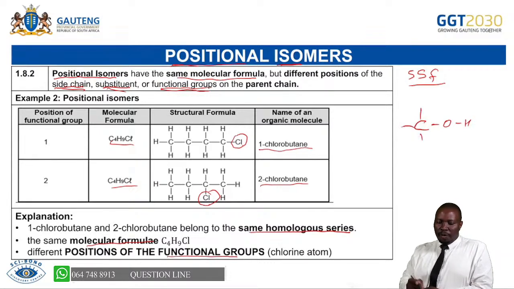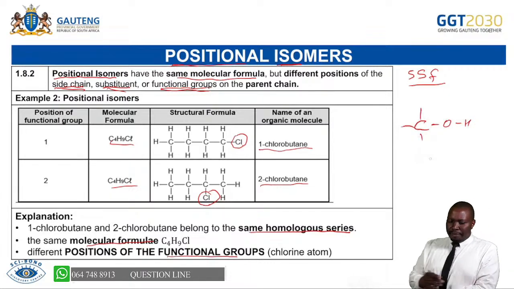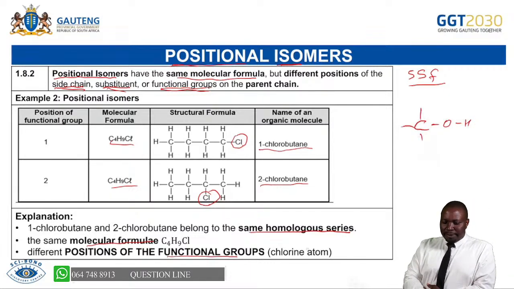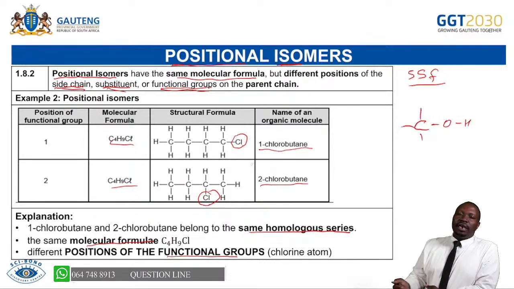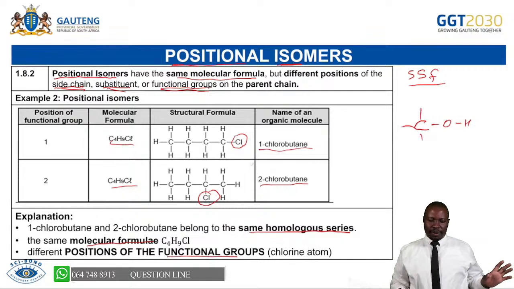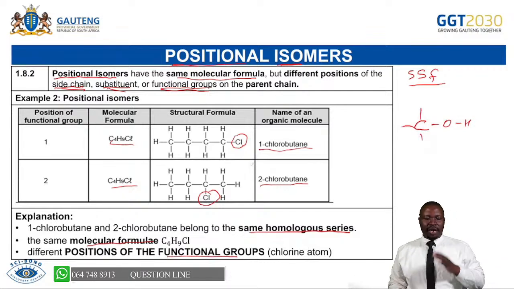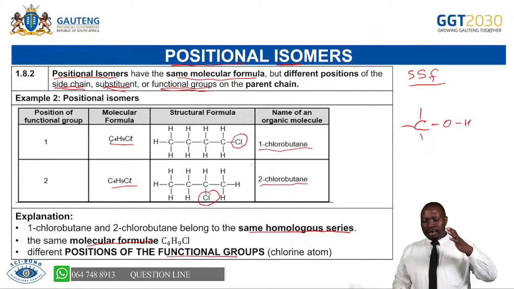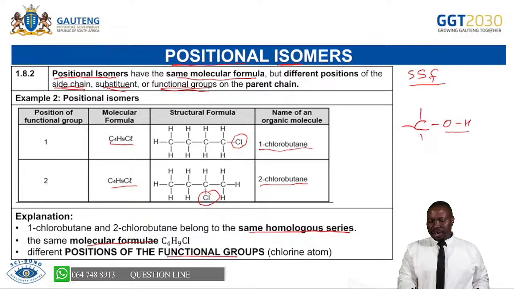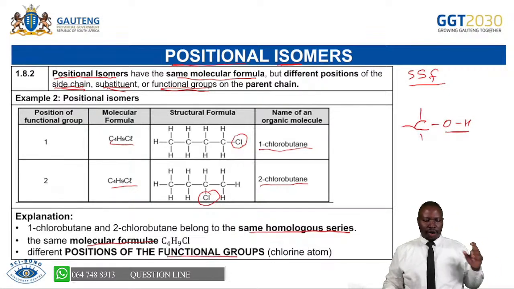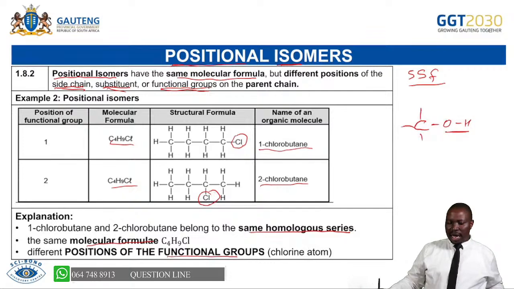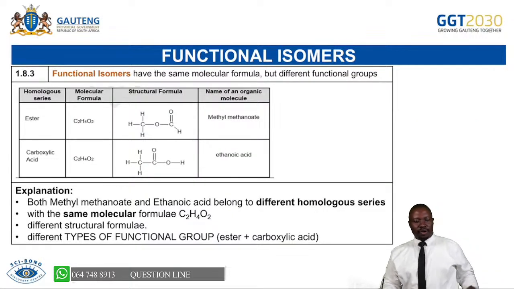So you're able to see that when we change the position of the functional group within a structure, we are going to get positional isomers. But when it comes to a substituent like chlorine, when you change its position, you will again get positional isomers. So positional isomers are about that. We can move around the functional group. We can move around the substituent. All those situations will give us positional isomers. I hope you got them and you understand them.